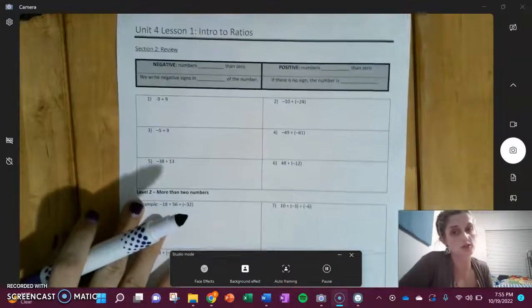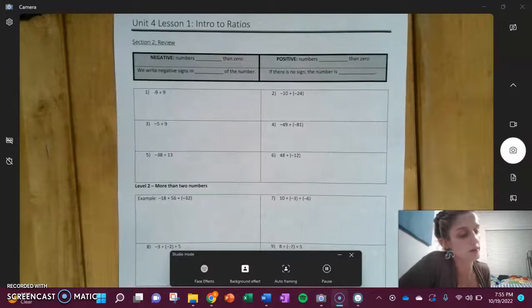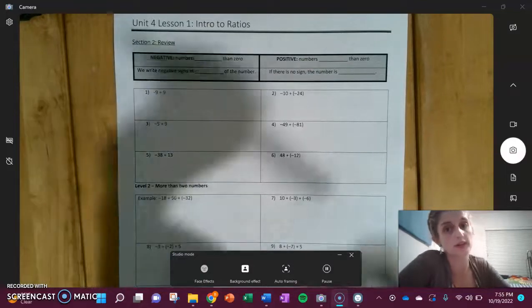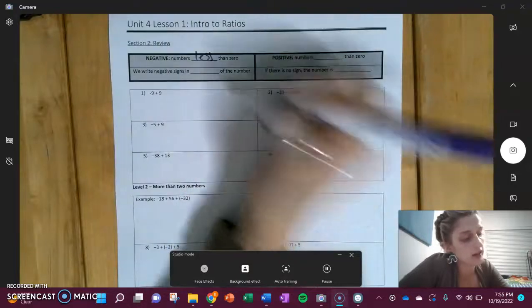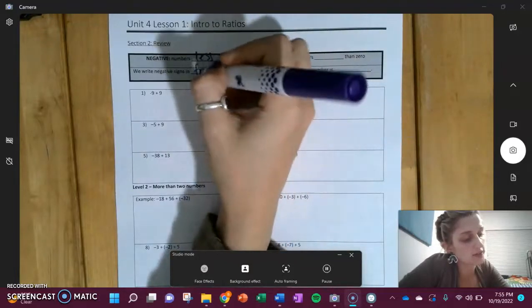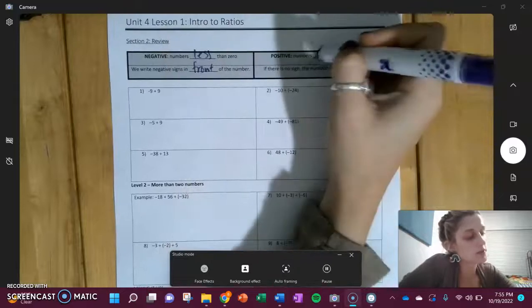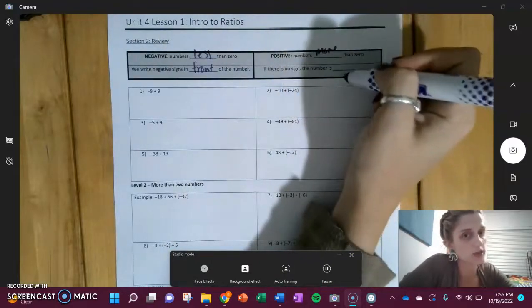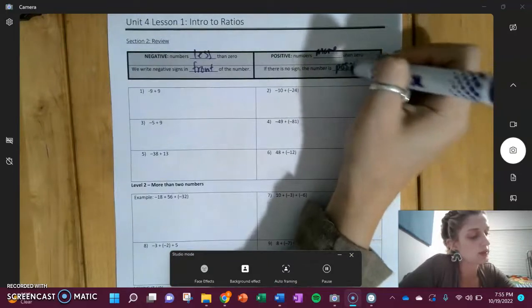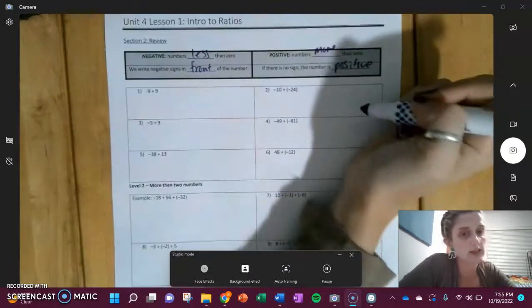The front is very similar to what we did in class. We haven't done integers in a minute. So, we are going to be adding integers here. Remember that negative numbers are less than 0, and they have a negative sign in front of them. And positive numbers are more than 0, greater than 0, and if there's no sign, we can assume that the number is positive. Okay, let's get to it.